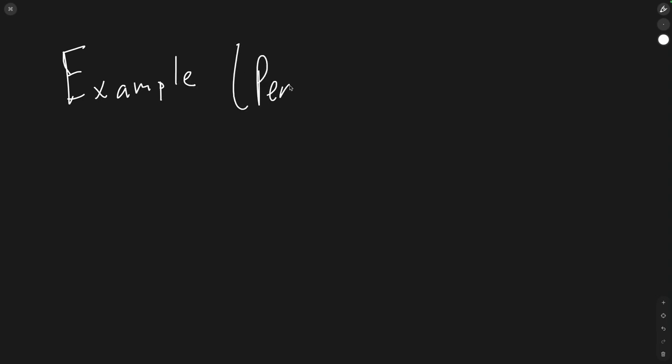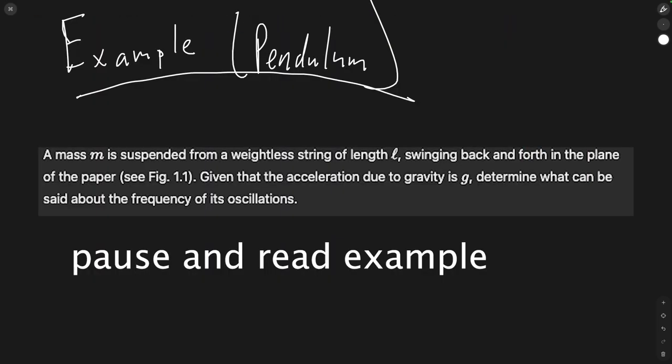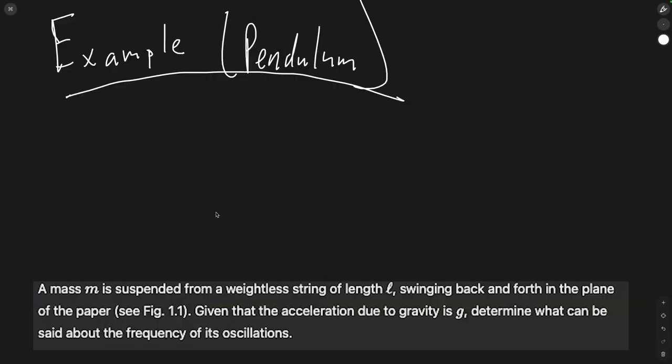Example, pendulum. Again, this is an example, so I don't expect you to be able to do this on your own right now. If you wanted to go for it, go for it. So let's do it together now. So we're going to approach this problem with just dimensional analysis, right? What do we know? What do we have here? We have mass m. We have a string of length L. And it swings back and forth, okay? The acceleration due to gravity is g.